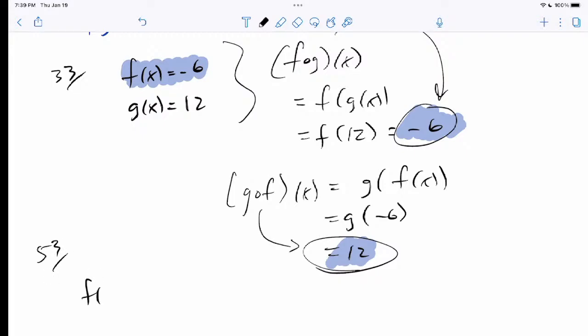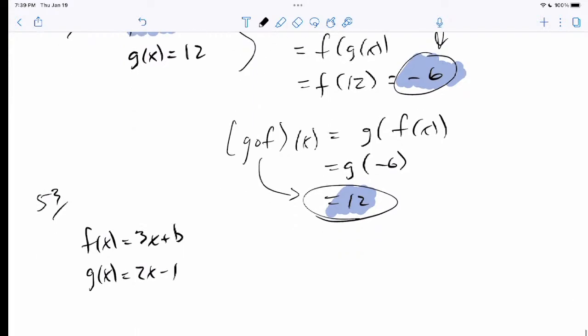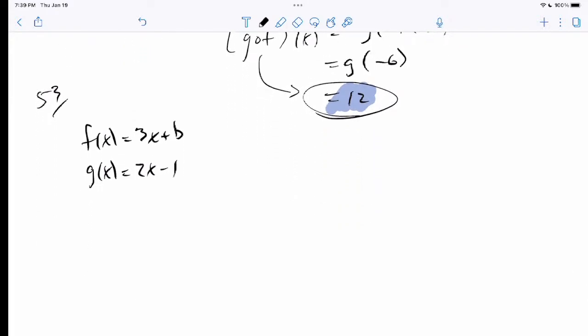Okay, so for 53, they give you f at x is 3x plus b, and g at x is 2x minus 1, and find b such that the composition is commutative. So they give these two functions, and they want you to calculate f composite g at x, calculate g composite f at x, and show they're equal.